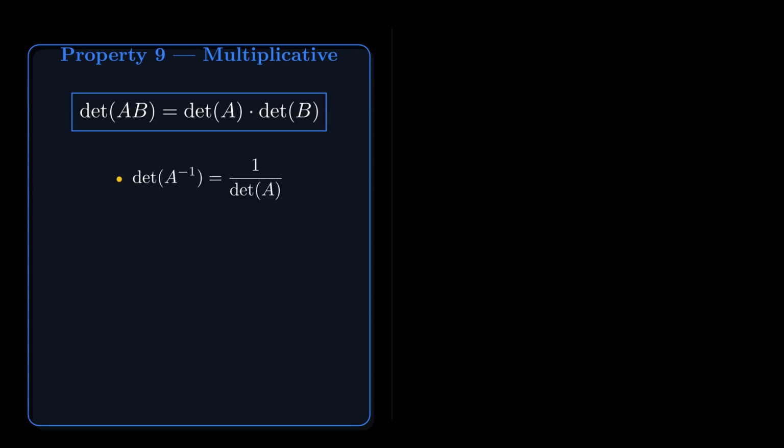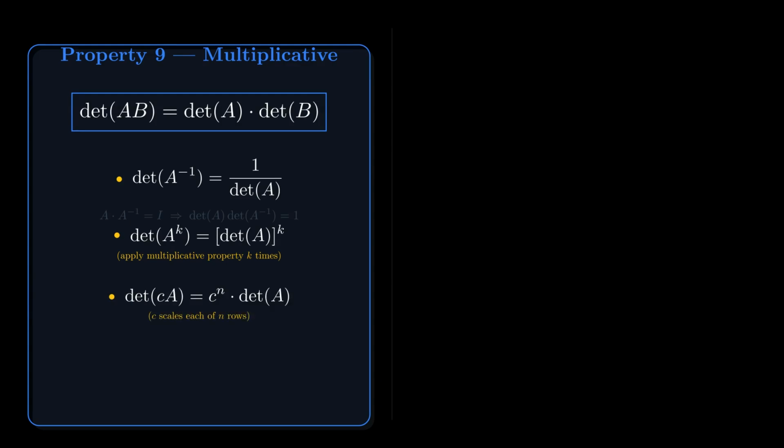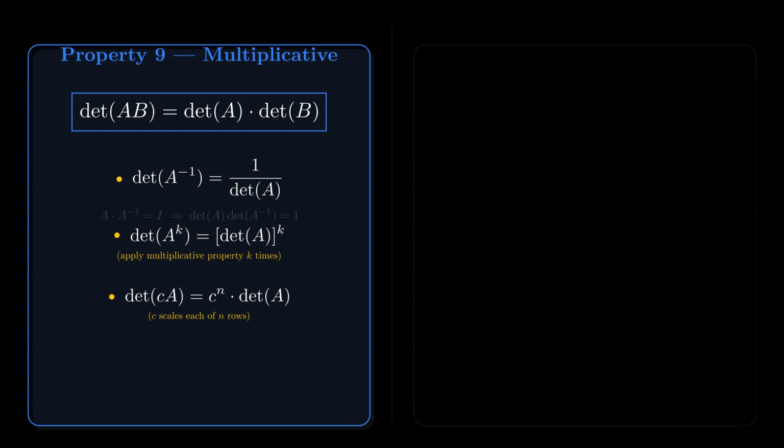First, the determinant of A inverse equals 1 over the determinant of A. To see why, know that A times A inverse is the identity, so applying the multiplicative property gives determinant of A times determinant of A inverse equals 1. Second, the determinant of A to the kth power equals the determinant of A all raised to the kth power. Just apply the multiplicative property repeatedly. Third, the determinant of C times A, where C is a scalar and A is n by n, equals C to the n times the determinant of A, because scaling the entire matrix scales each of the n rows by C.